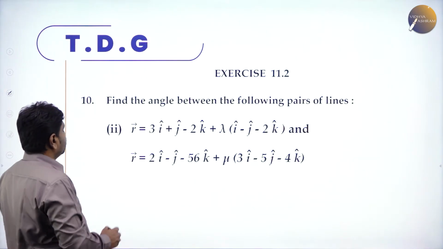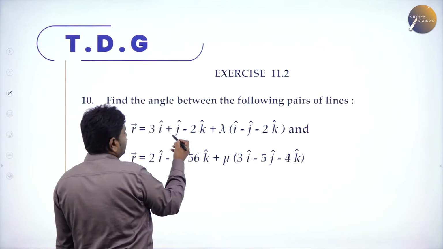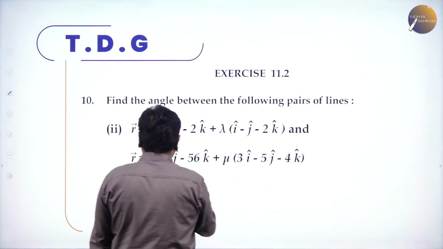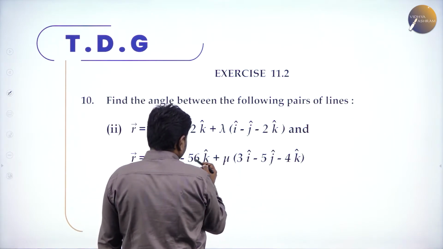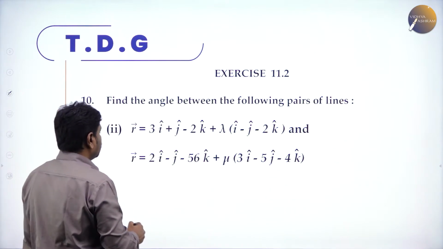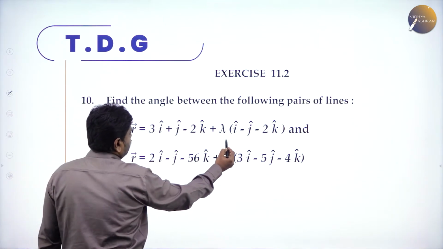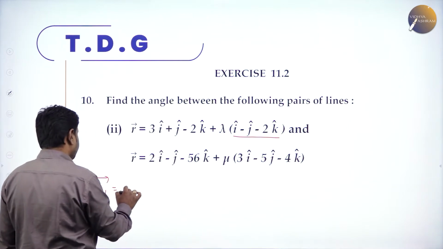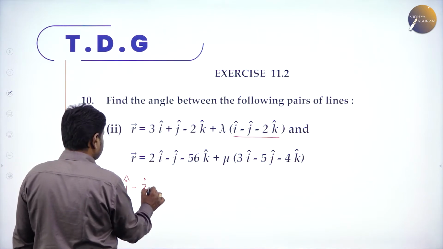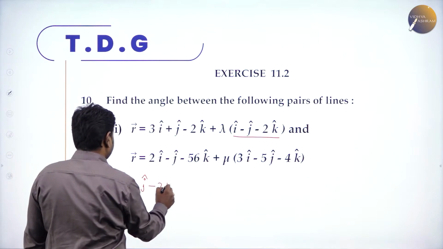Next, find the angle between the lines. The second problem of the 10th: vector r is equal to 3i cap plus j cap minus 2k cap plus lambda into i cap minus j cap minus 2k cap. And the second one, 2i cap minus j cap minus 56k cap, and 3i cap minus 5j cap minus 4k cap. So b1, what is b1 given? The coefficients of lambda. So this is b1, that is i cap minus j cap minus 2k cap.